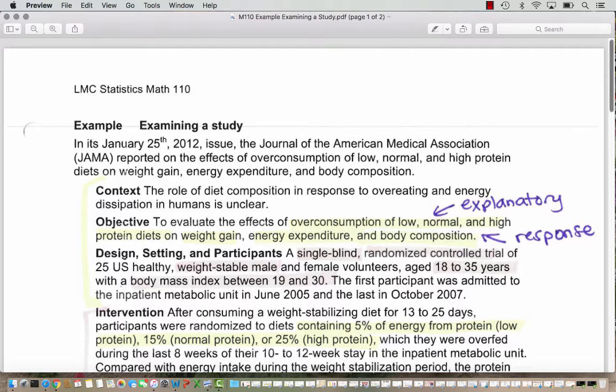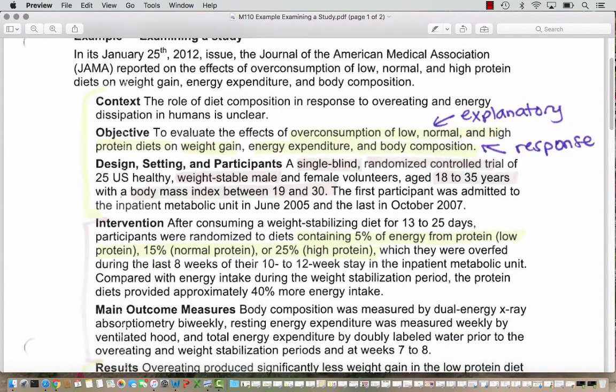I chunked out the reading into 3 separate parts, so that's my highlighted notes over here. And then in reading through the study, I highlighted and used arrows to annotate and break down what was going on. So we're told the objective is to evaluate the effects of overconsumption of low, normal, and high protein diets on weight gain, energy expenditure, and body composition. So the explanatory variable is the change in these protein diets. I noted that as I was reading with the arrow up here.